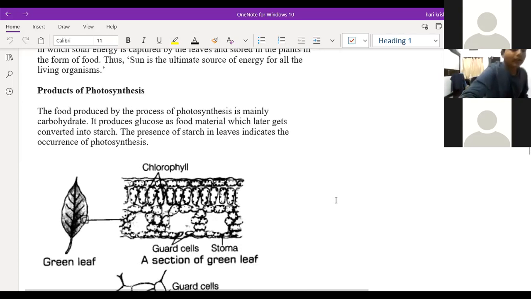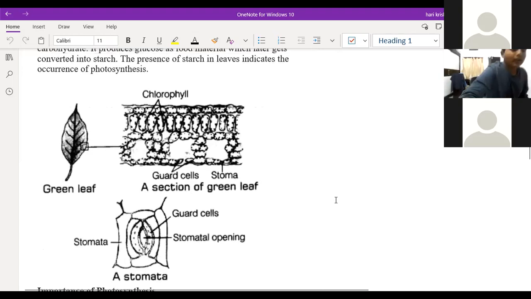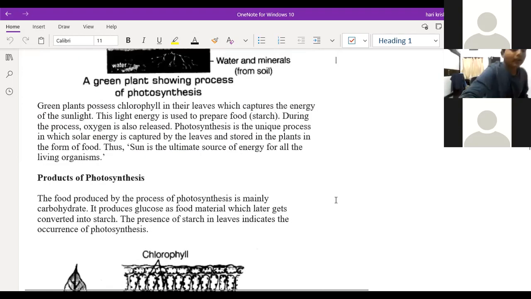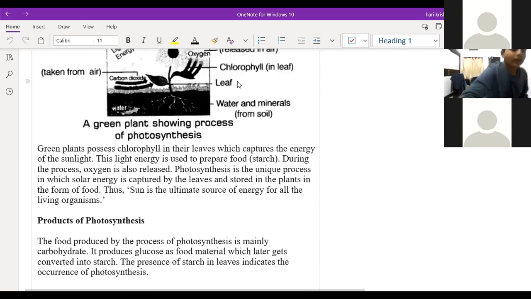So next we know the product of photosynthesis. But first, before this, we'll see one video about the leaf, then we'll discuss the topic further, okay.